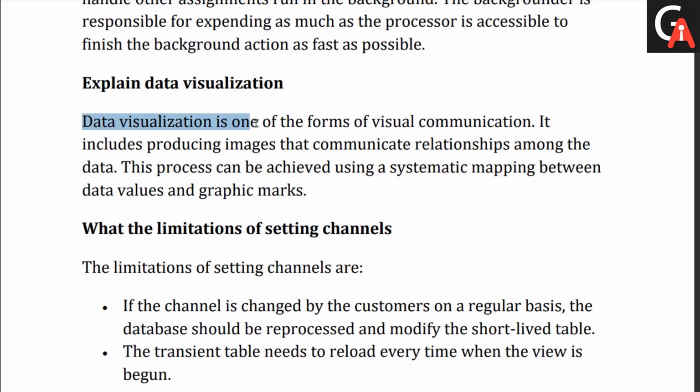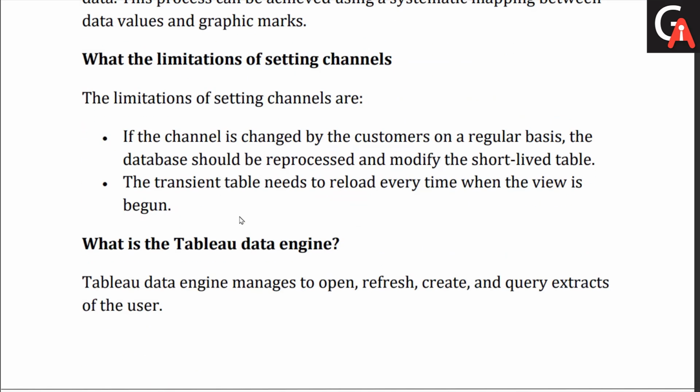Data visualization is one form of visual communication. It includes producing images that communicate relationships among the data. This process can be achieved using the semantic mapping between data values and graphic marks. Clear? Next, what are the limitations of setting channels?